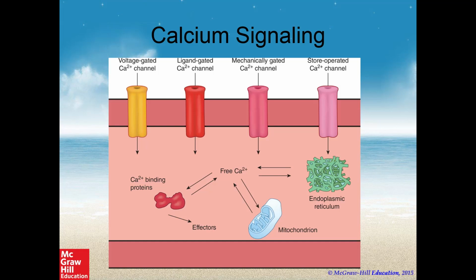Store-operated calcium channels are there so that you can maintain normal calcium levels within the endoplasmic reticulum and within the mitochondria, the two places inside of cells where calcium is stored. So that's where the store-operated comes from. If the calcium that's stored inside the cell begins to drop, then store-operated calcium channels open so that calcium can come in from the extracellular fluid and then be transported into the ER or the mitochondria.